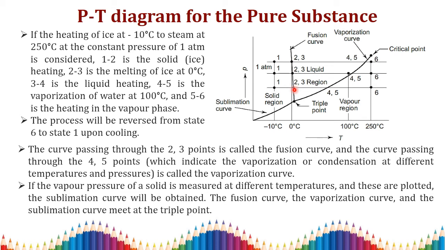So from 3 to 4 the liquid is getting heated, and from 4 to 5 what will happen, this liquid, that is water, will be converted into vapor and some latent heat is added. So this is your saturation point. So 4 and 5 is the saturation point, 2 and 3 is the saturation point, and 6 is your superheated point. So you connect all the saturated lines here, pressure and temperature. So this is your solid region and this is your liquid region, this is your vapor region.